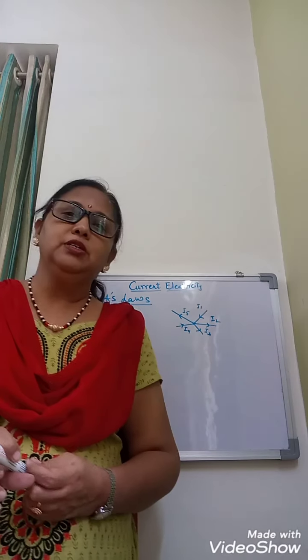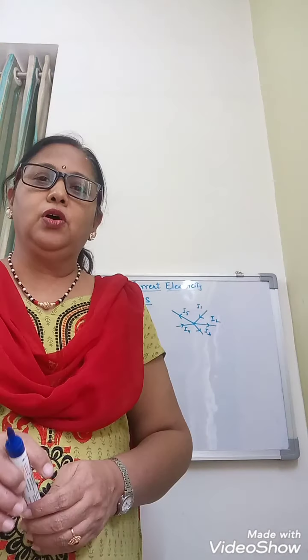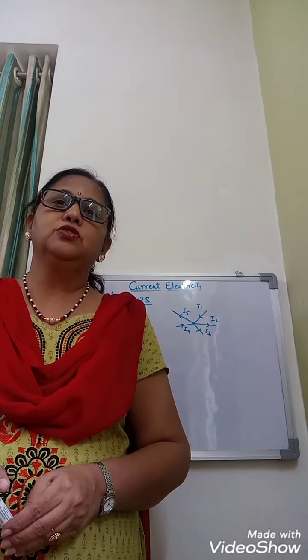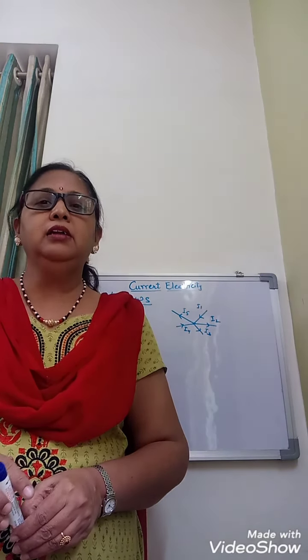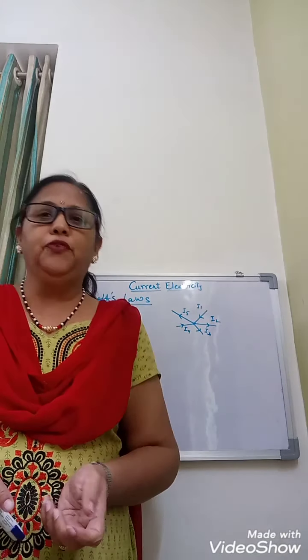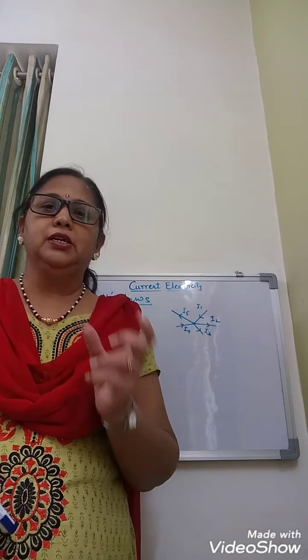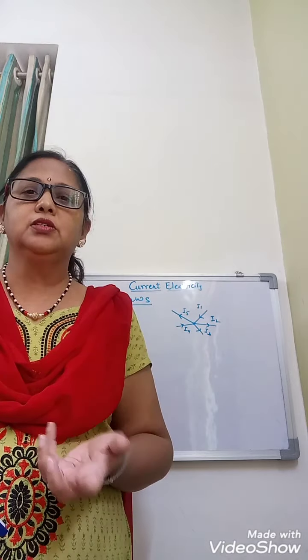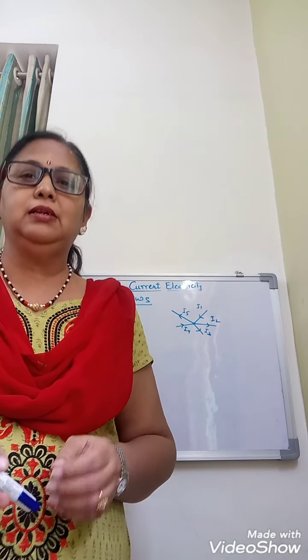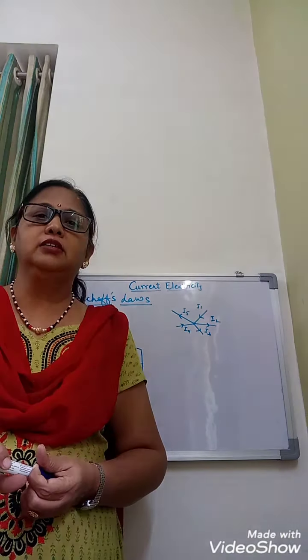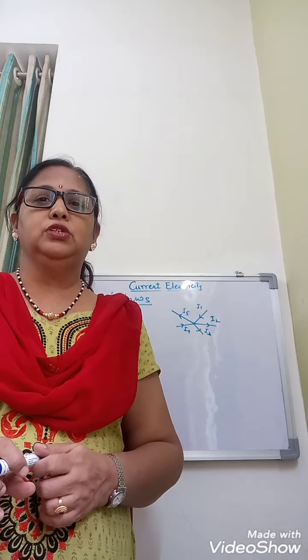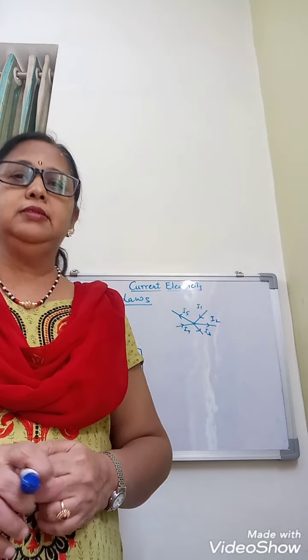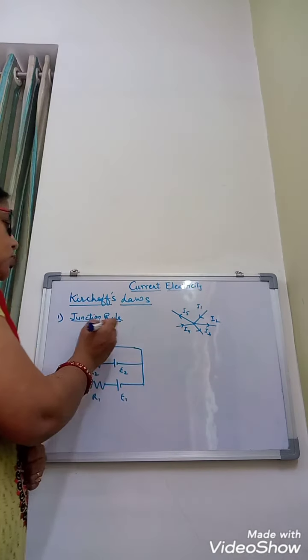So in your syllabus you have to study Kirchhoff's laws, the statements of Kirchhoff's laws, the sign conventions used for studying them, and we have to apply them to find the current in a particular branch. So you have to solve some numericals. It is a mathematical type of question which is asked from Kirchhoff's law. So first let us see Kirchhoff's first law. It is called the junction rule.